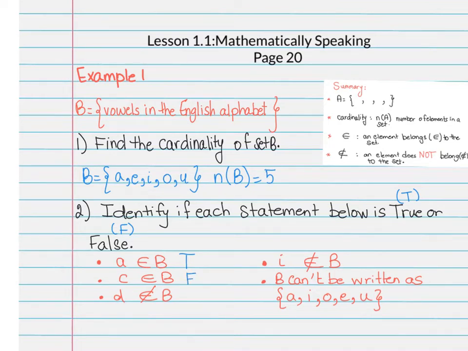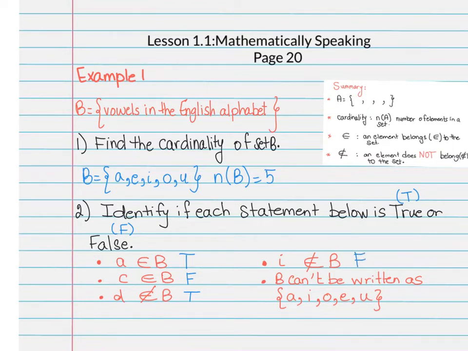Statement 3. D does not belong to set B. This means D is not part of B. This means I'm not going to find D in this set. And that's true. D is not found in the set. Then this is a true statement. Statement number 4. I does not belong to B. This means the statement says that I should not be in set B. But this is wrong because I is in set B. So this is a false statement.